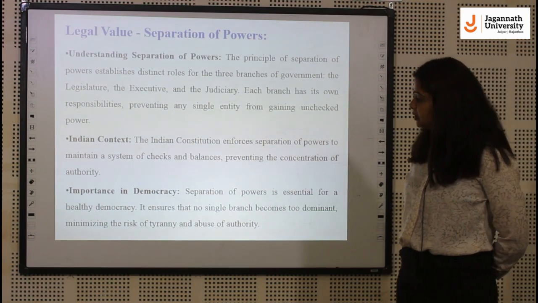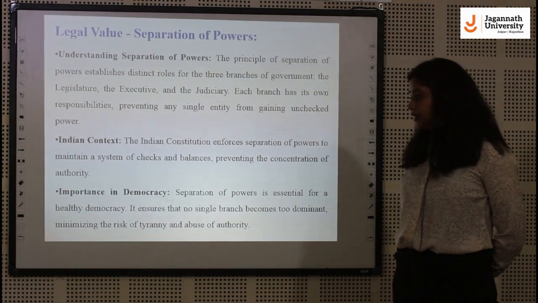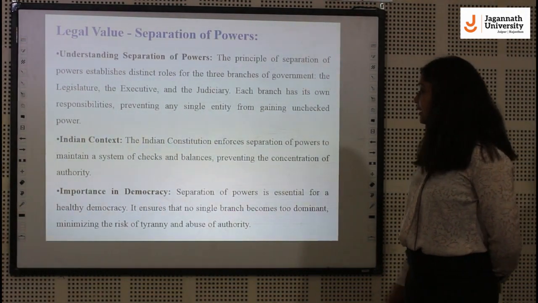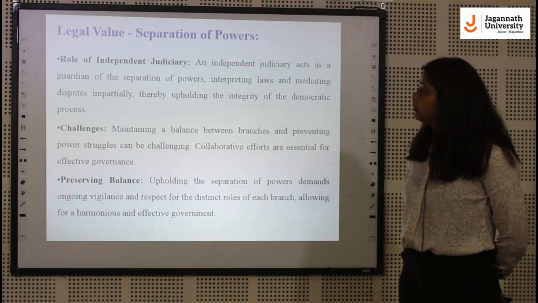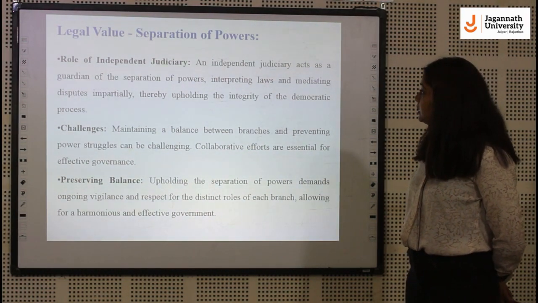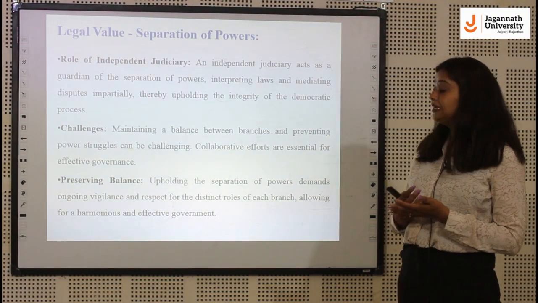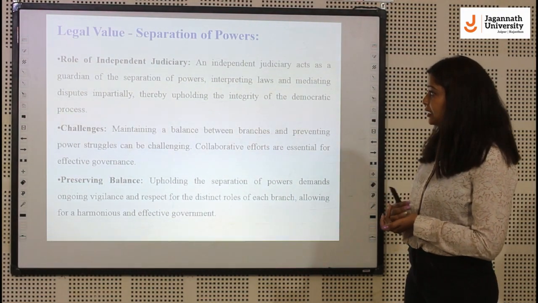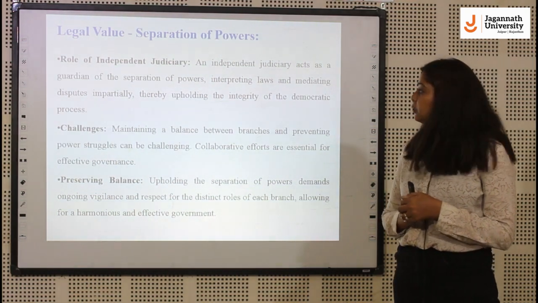What is its importance in democracy? It ensures that no single branch becomes too dominant, minimizing the risk of tyranny and abuse of authority. What is the role of an independent judiciary? Its role is to interpret the laws and mediate disputes with impartiality, thereby upholding the integrity of the democratic process.